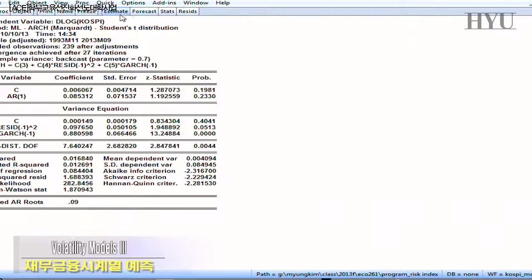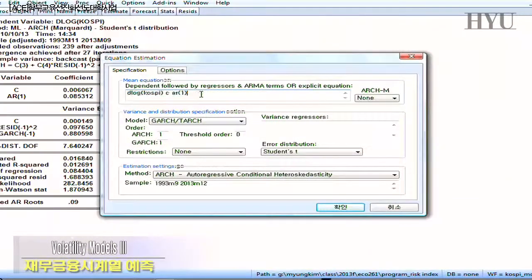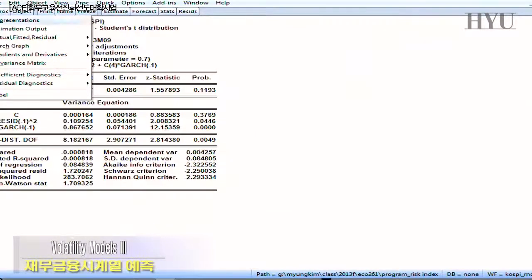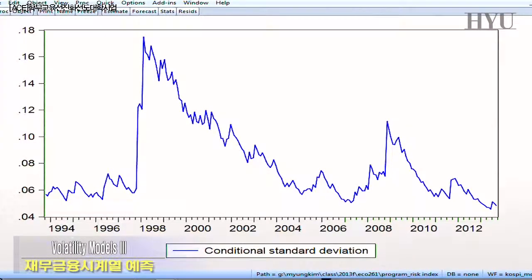Because these two appear to be insignificant, let's get rid of this part first and see what happens. Then this value slightly increases, right? Because the rest of the parameters are more efficiently estimated, the significance slightly increases, right? Okay. So that's one. And if you view the GARCH graph, the conditional standard deviation, this is sigma t, right?